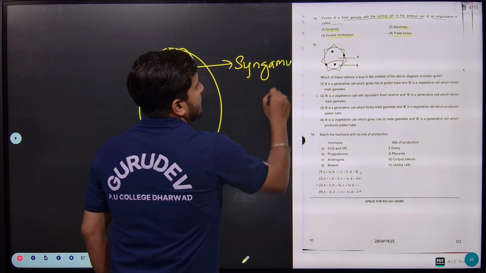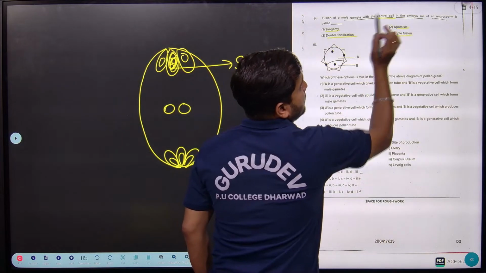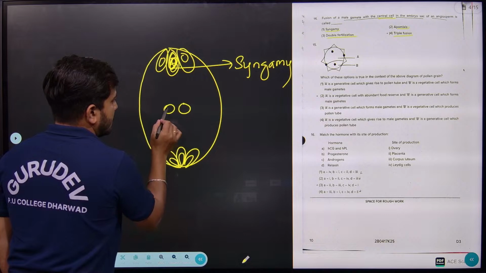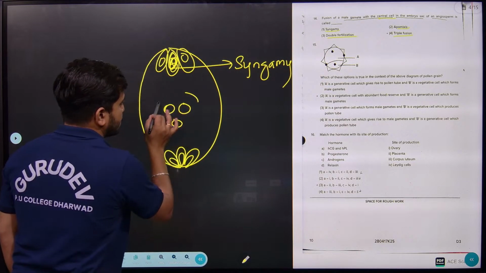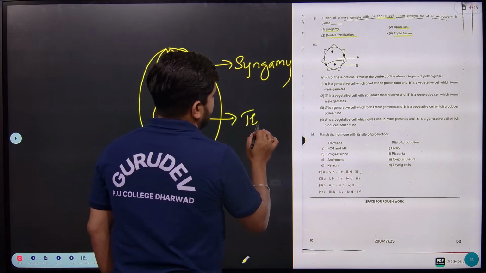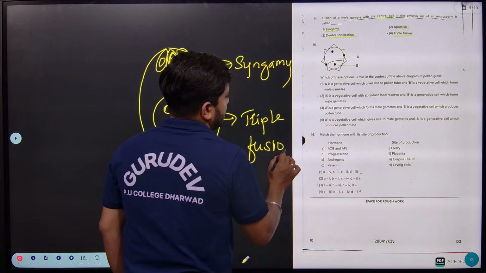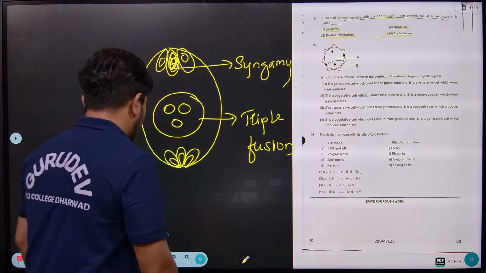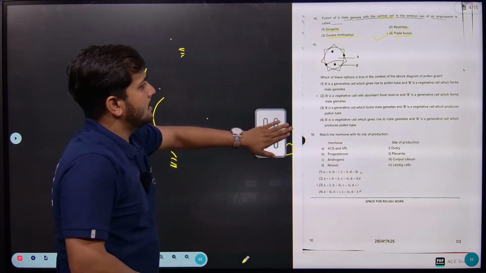But what are they asking here? The fusion of a male gamete with the central cell in the embryo sac. This is the main cell, the central cell. Now what happens? One of the male gametes comes and fuses with this, and this phenomenon we call triple fusion. So with respect to the question, the answer here is triple fusion, right? Then here they have shown the structure of a pollen grain.